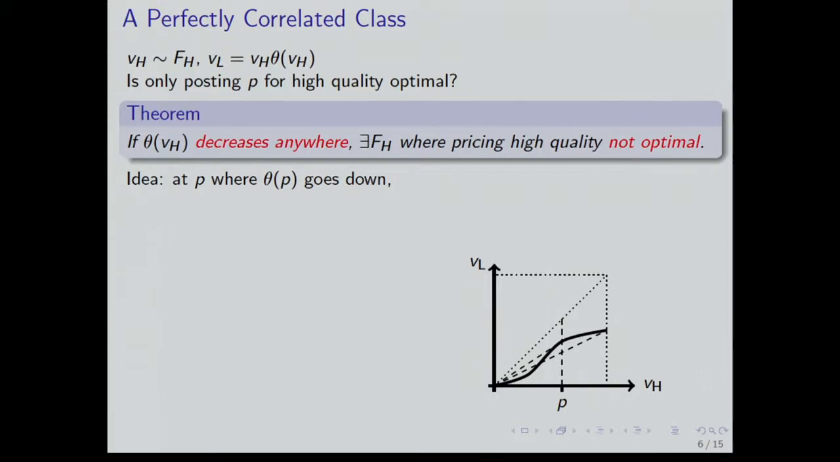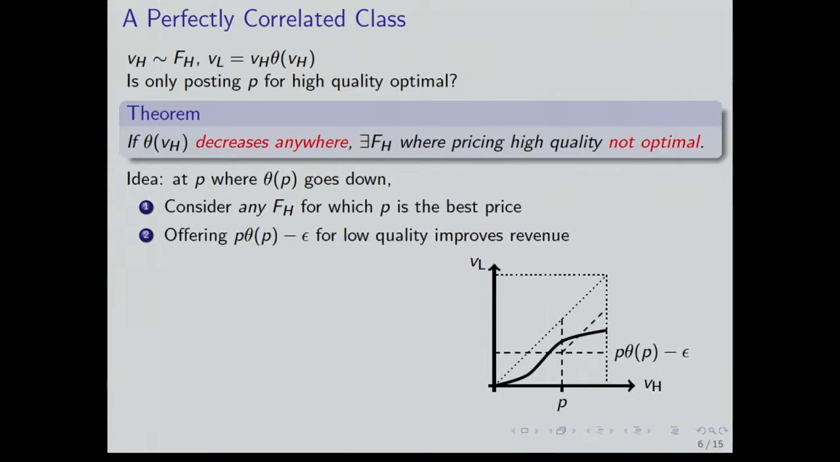And I'm going to, first of all, pick the marginal distribution on high values such that if I were going to post a price only for the high quality product, p would have been the best price. So pick any distribution that you like that makes p the best price if you were going to only post a price. That's all I have to do with f. Now I just want to care about the curve and how it looks. And what we are going to show is that there is another mechanism that improves revenue compared to just only posting a price p for the favorite outcome.